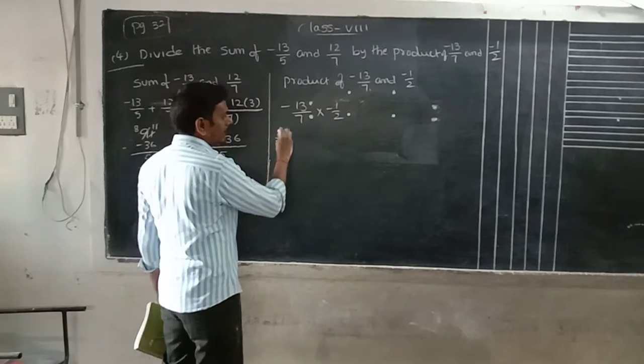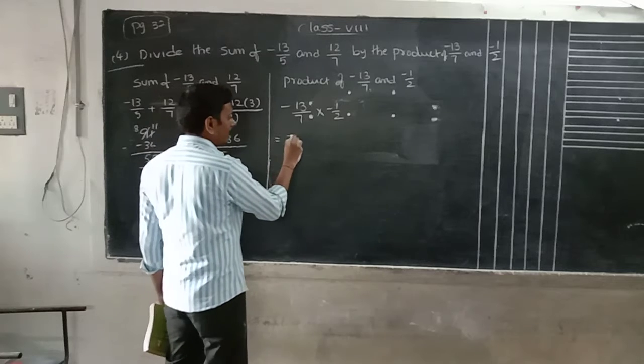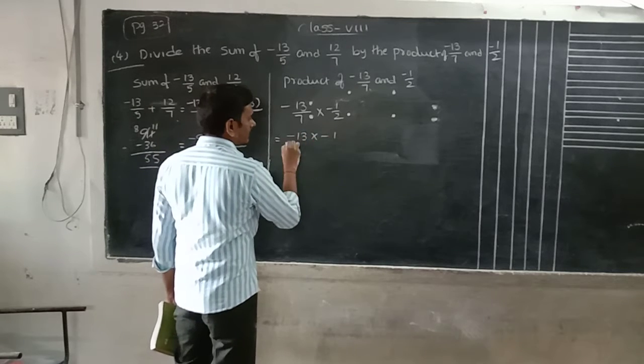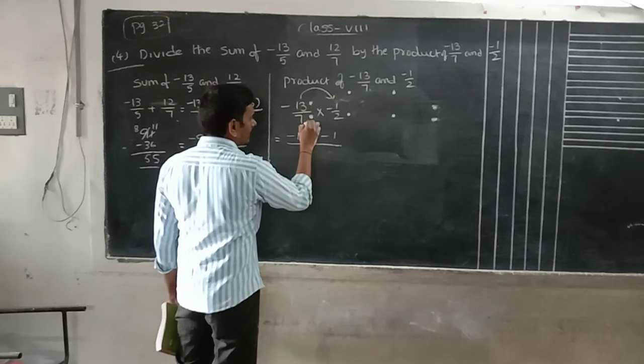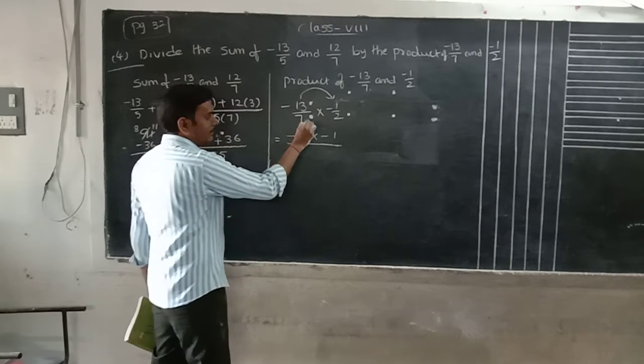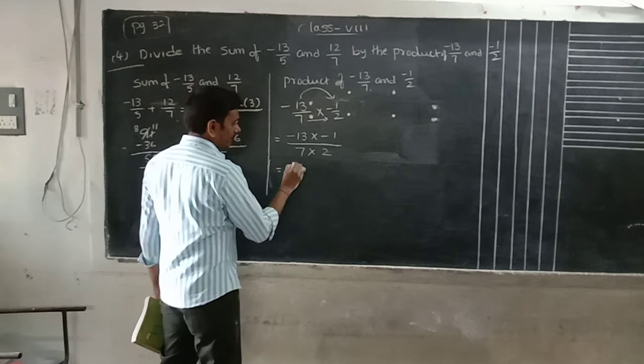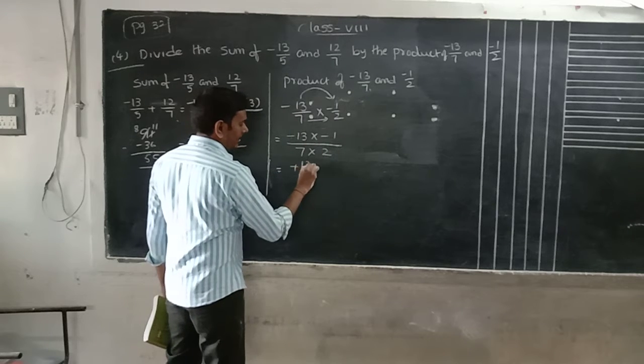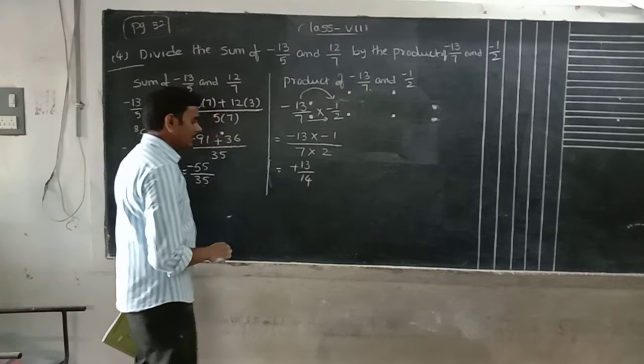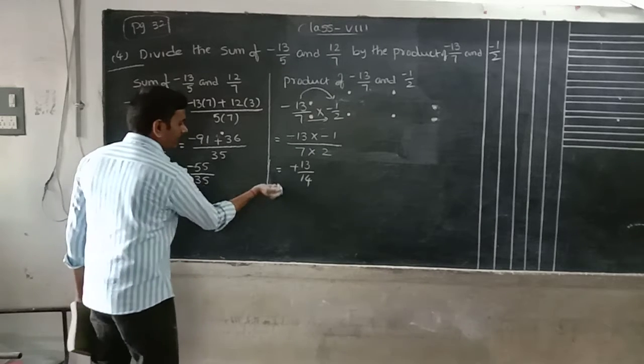That means we have to multiply numerator with numerator, denominator with denominator. Minus 13 into minus 1, and denominator with denominator, 7 into 2. That means minus into minus is plus, 13 by 14. Plus 13 by 14.